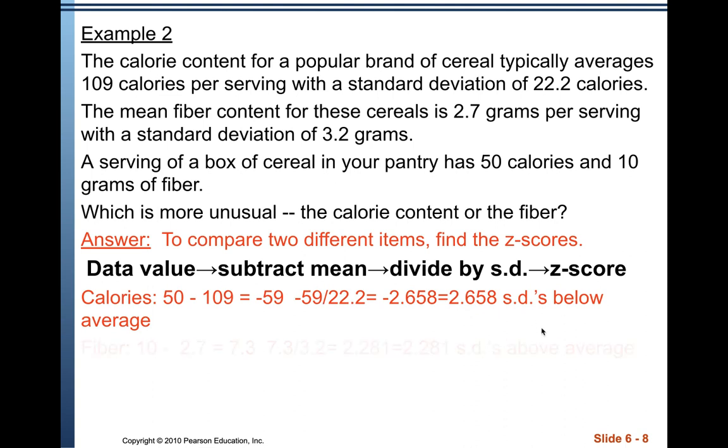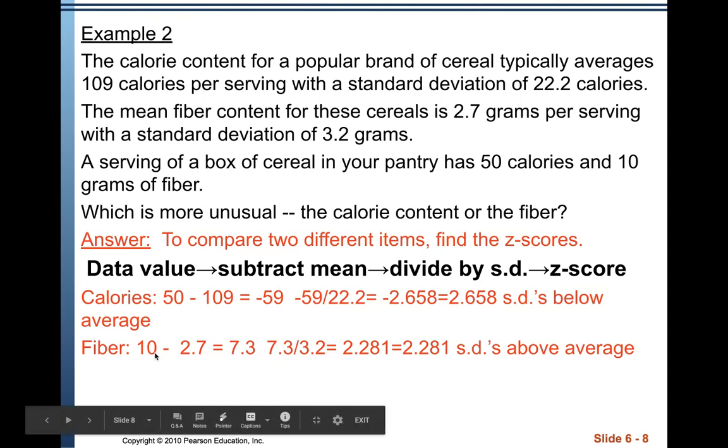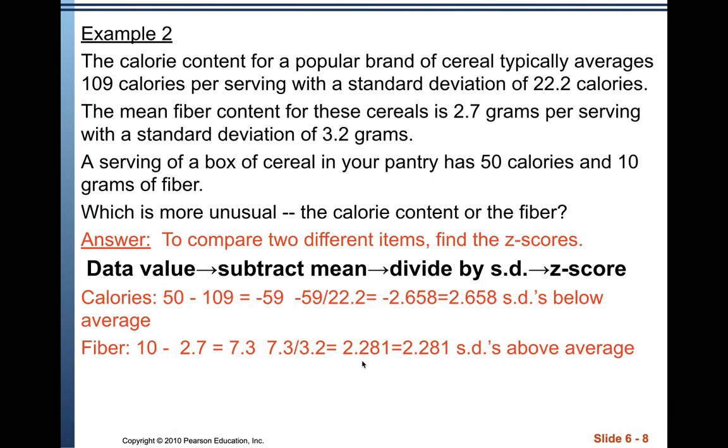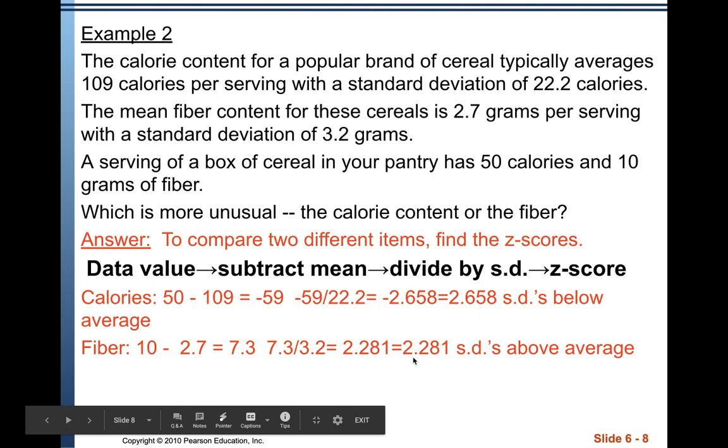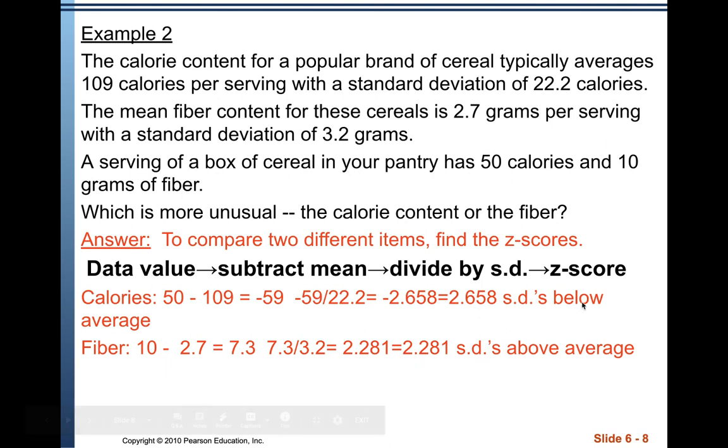Now I'm going to do the same thing for fiber. I'm going to take that same box of cereal, its fiber content, which was 10, and subtract the mean for fiber, which in this case was 2.7. Then I'm going to divide by the standard deviation, which was 3.2, and I got a z-score of positive 2.281. So the fiber was 2.281 standard deviations above average.